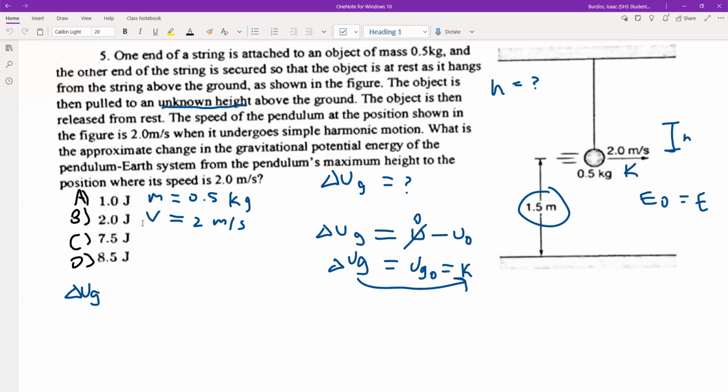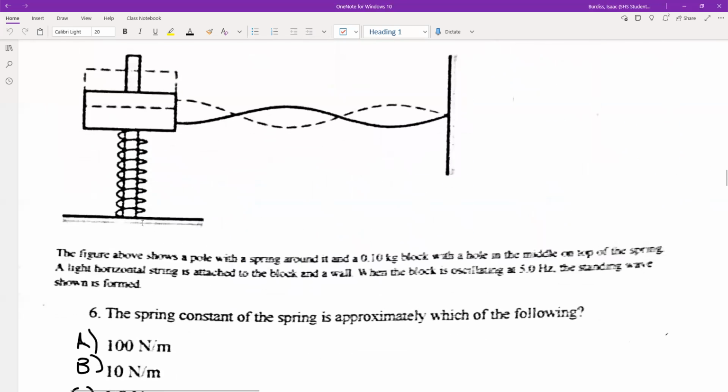Therefore, we can say this. And then, to save some time, I'm not going to write it all out, but you would find that the answer is 1 joule, plugging everything in that you know. So that one was a little bit trickier, but it's just thinking about all the equations you know and writing down what you know. So that's the key to getting it right. All right, now let's go on to number 6.